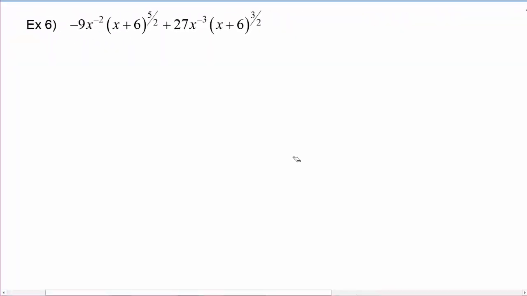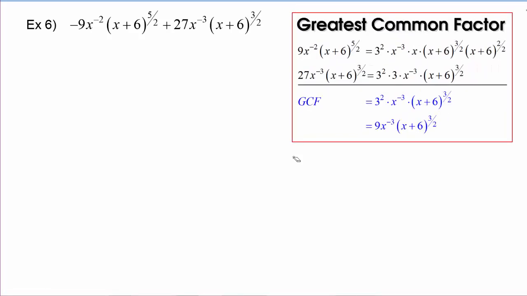Now in example 6, we have to start off again with finding the greatest common factor. Between 9 and 27, we can see our coefficient, greatest common factor, will be 9. And we have a negative 9 in the front, so we'll go ahead and pull out a minus 9. Between x to the negative 2 and x to the negative 3, we take the lesser exponent, which would be x to the negative 3.